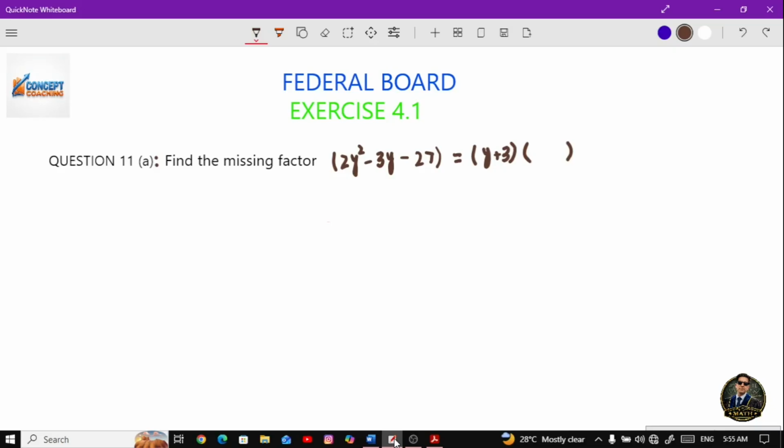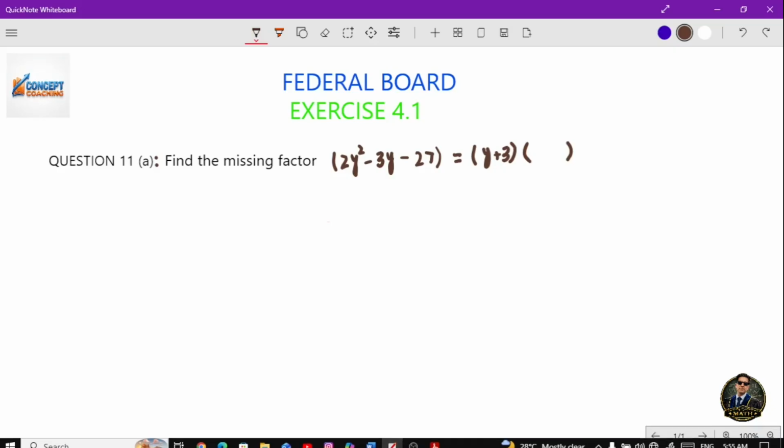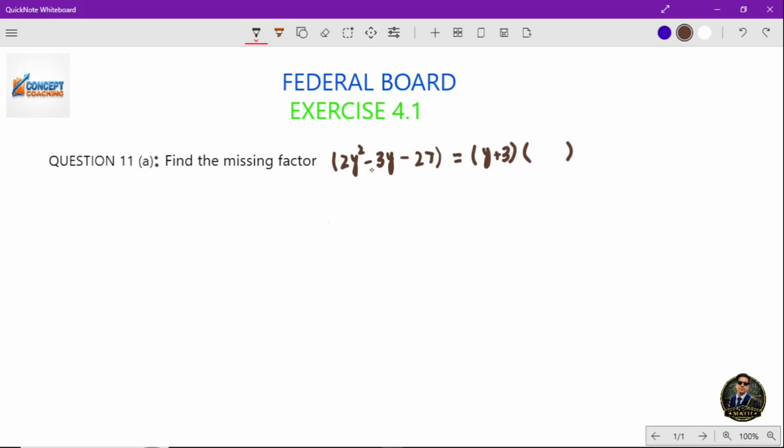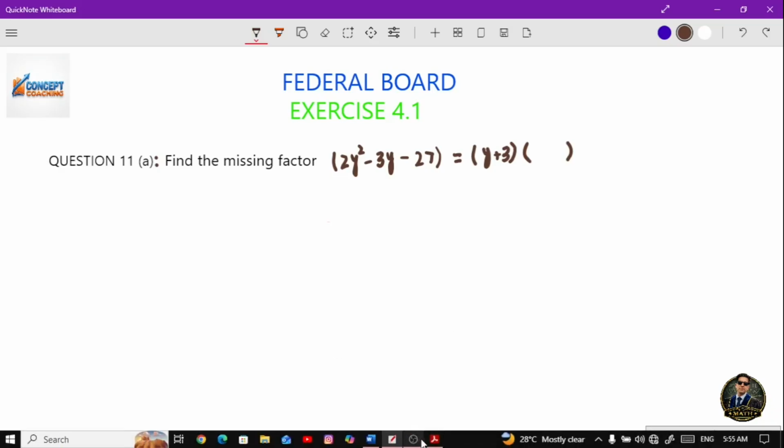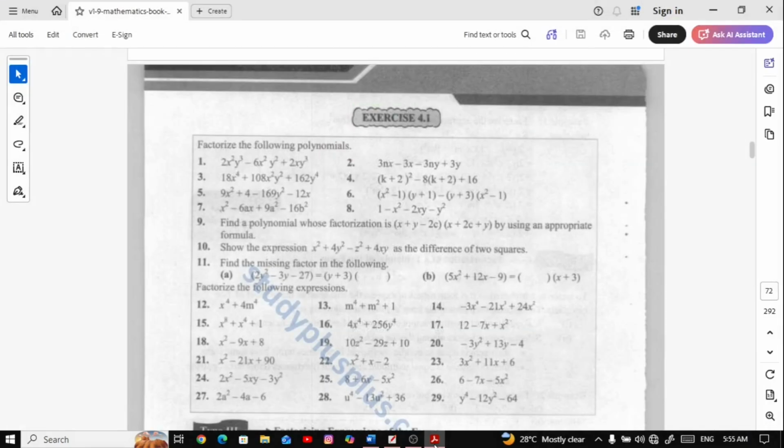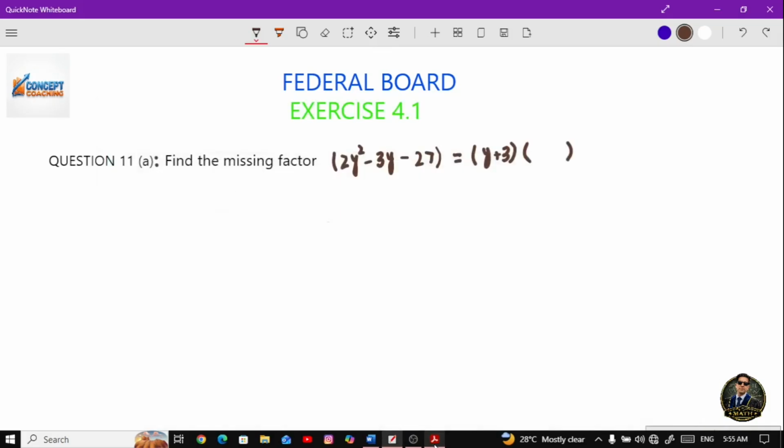Find the missing factor. The question is: find the missing factor of 2y square minus 3y minus 27 equals (y plus 3) times a blank, and we have to find the missing factor in the blank. So I'm just going to recheck the question. I think the question is correct. Okay, now the question: 2y square minus 3y minus 27. Okay, the question is correct.